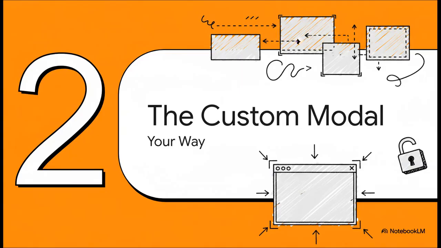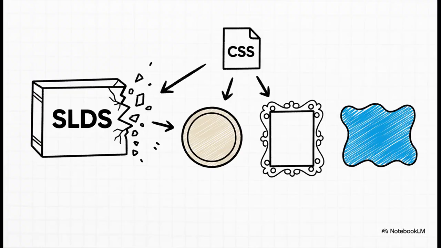But what happens when you need a totally unique design? Well, that brings us to path number two, building a completely custom modal from scratch. When you go custom, you're basically throwing the SLDS rulebook out the window. It's just plain old HTML that you control with your very own CSS. This means total freedom over the look, the feel, any animations, everything. The real power is in your style sheet.